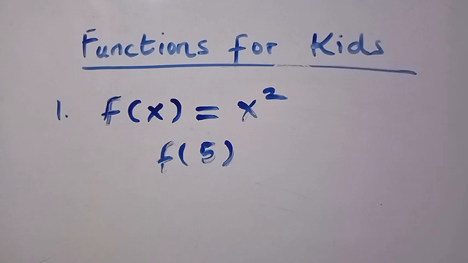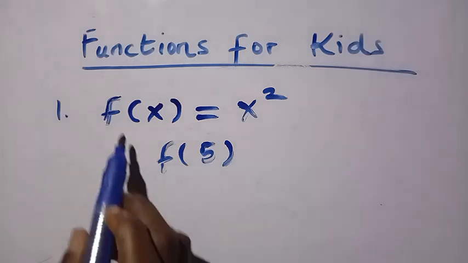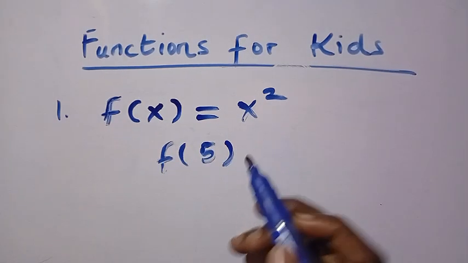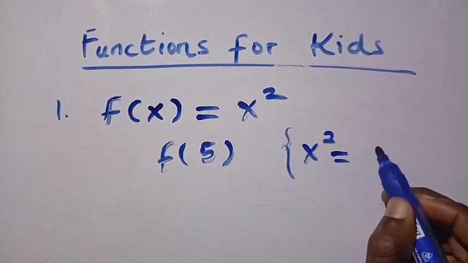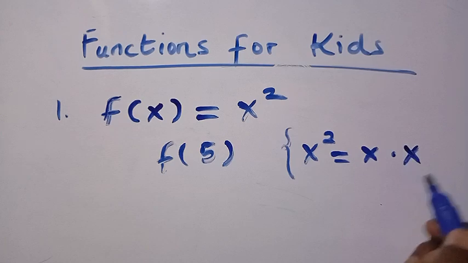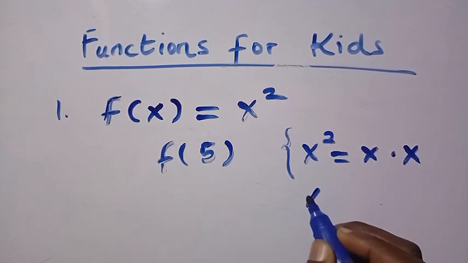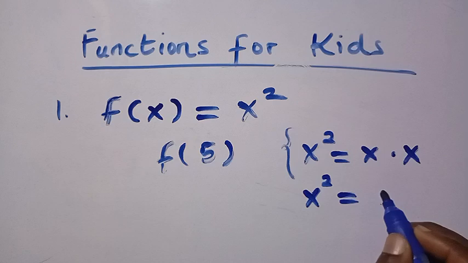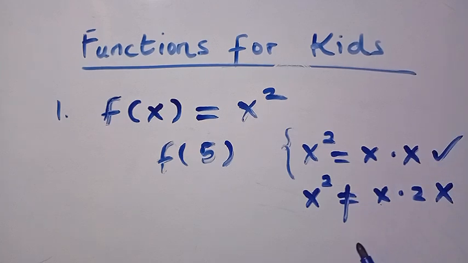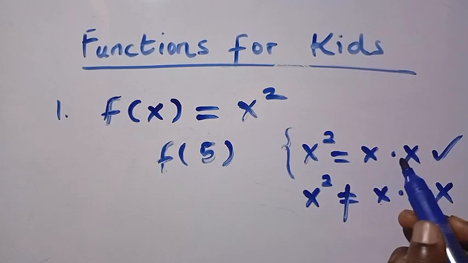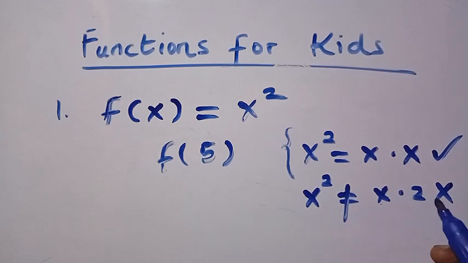Here we have another example of slightly harder but clear. f of x equals x squared. If you have x squared, it means x multiplied by x. You should not misinterpret it: x squared is not equal to x times 2. If you see this, it is wrong. The correct one is that x squared is x times x. X squared is not x times 2, where we double the x.